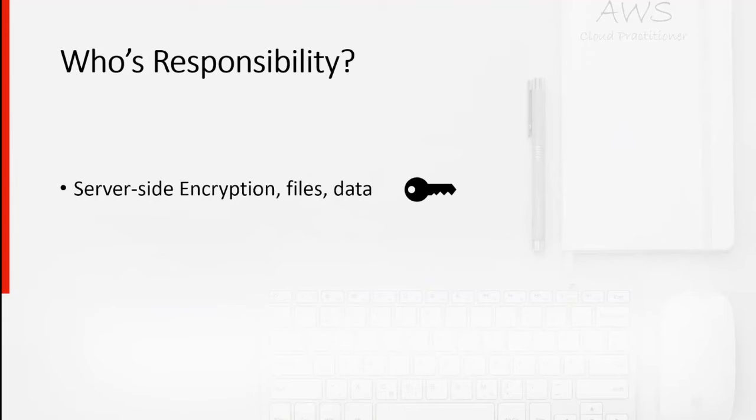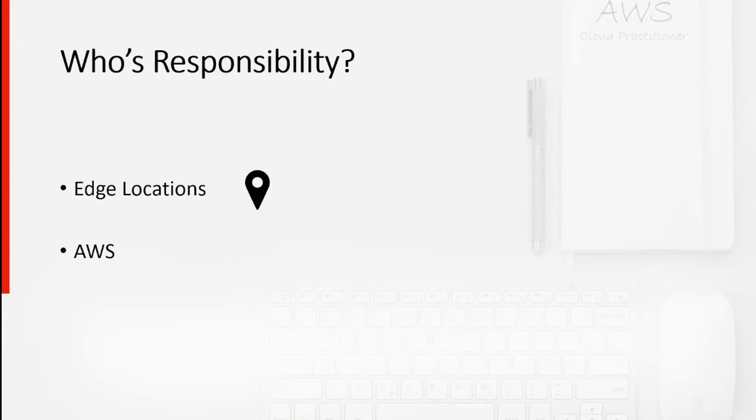All right, so whose responsibility for server-side encryption files and data? The customer. So the customer is responsible for your customer's encryption files and data on the server side. Okay, so whose responsibility for edge locations? AWS. So AWS is responsible for their edge locations where they have data centers and they store data and content.